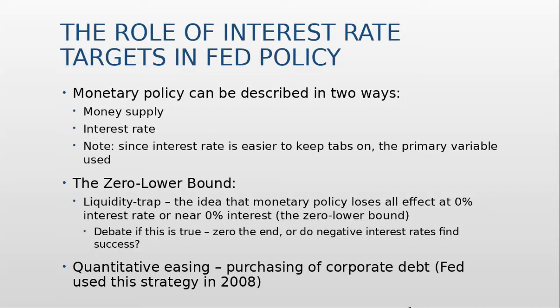And this is the idea of the zero lower bound. The zero lower bound problem is the idea that there is a liquidity trap, and that is the idea that monetary policy loses all effect at 0% interest rate or near 0% interest, i.e. the zero lower bound. There's some debate if this is true. Is zero the end, or do negative interest rates find success? So if we dropped our interest rates further to where we're actually charging people money to save money, does that lead to higher borrowing and spending? We're not sure.